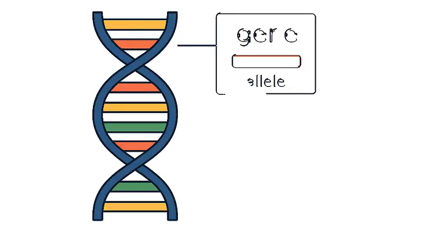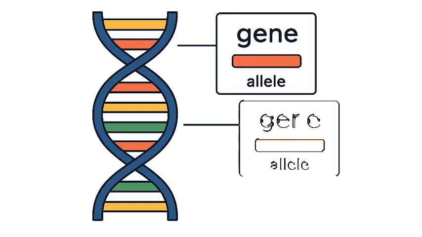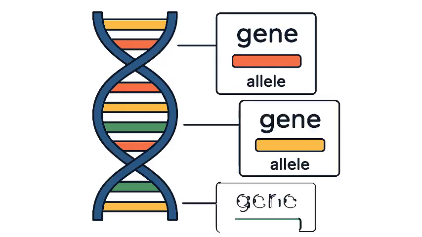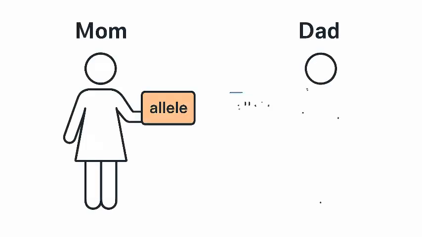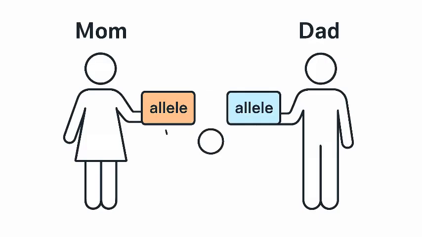Inside your cells are genes. Think of genes as little instruction cards. Each gene can come in different versions, called alleles. You get one allele from your mom and one from your dad for each gene. Together, those two alleles decide a trait, like eye color, dimples, or even pea plant flower color.